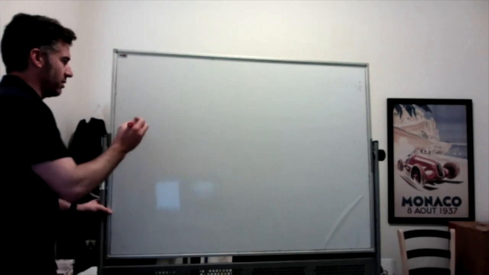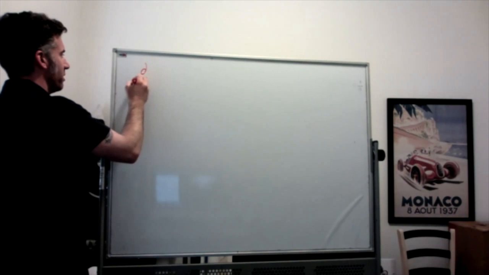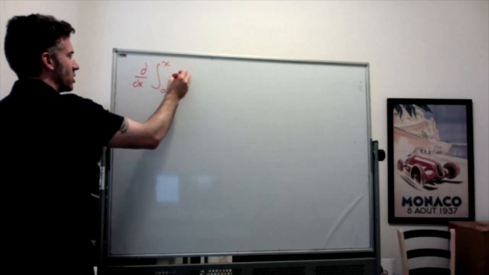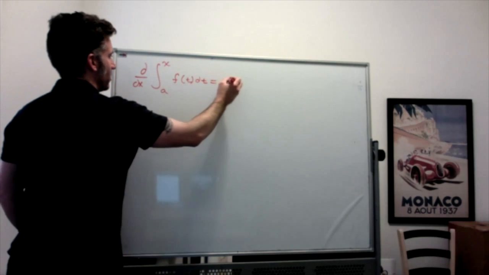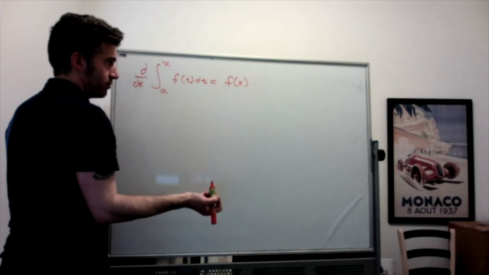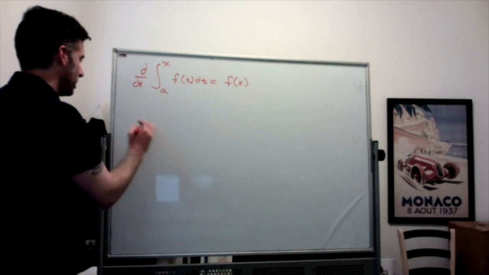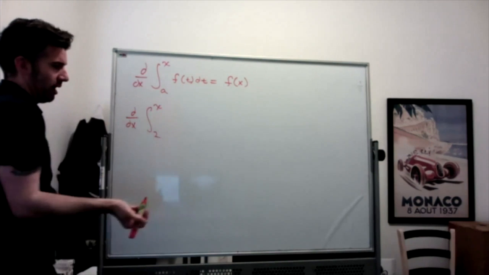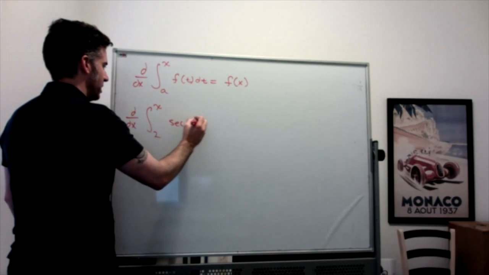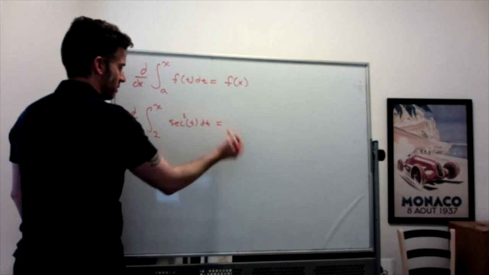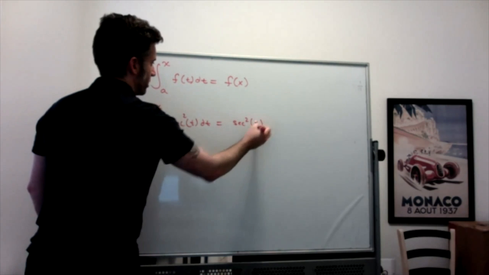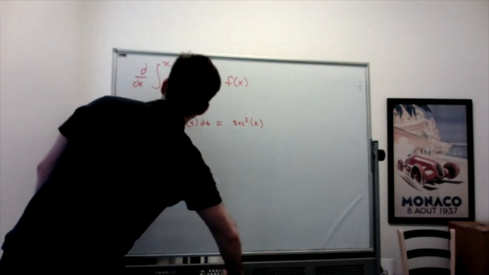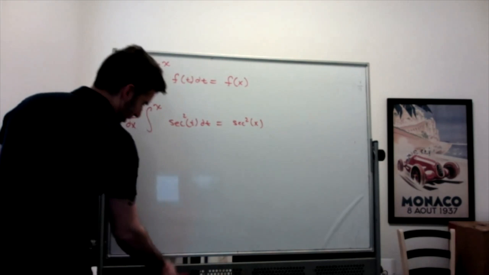So I'll remind everybody that we talked about last time how the derivative of the integral from a constant to x of some function of t dt is equal to f of x. So for example, really easily, the derivative of the integral from 2 to x of, let's say, secant squared of t is equal to secant squared of x. Now you could actually show the work here if you wanted to. And actually, let's make it a little bit more interesting. Let's say instead of being 2, let's say it's pi.